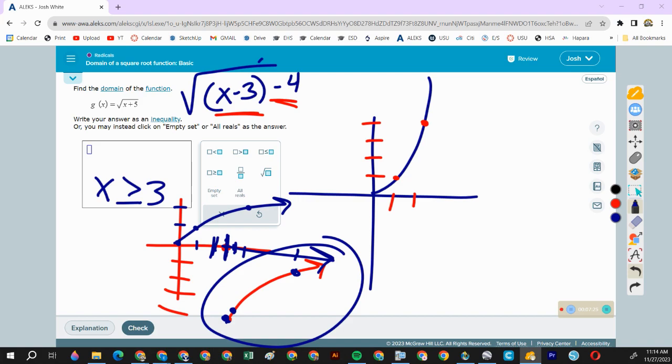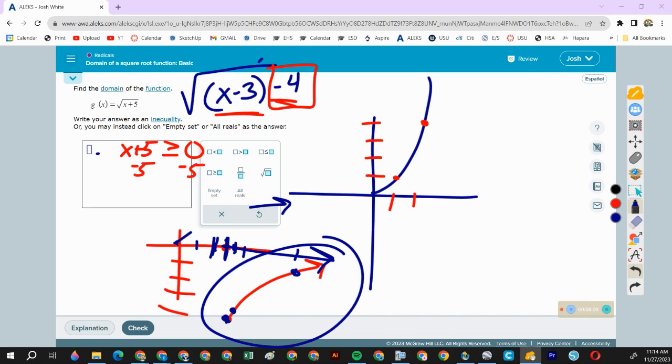Okay. How do you find that without graphing it? Well, we just set the stuff on the inside greater than or equal to 0. Did this negative 4 affect the domain? No, all it did was change the height. So if I take the stuff on the inside, x plus 5, I know that that cannot be negative. If I plug in a number that makes x plus 5 negative, then I can't graph an imaginary number. So I know that x plus 5 must be greater than or equal to 0. So I subtract 5, and I get x is greater than or equal to negative 5.